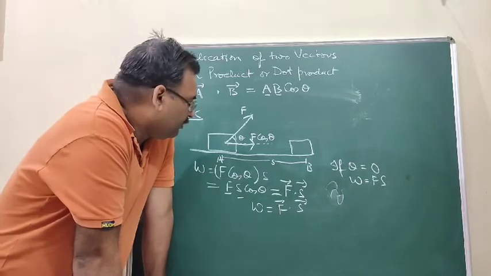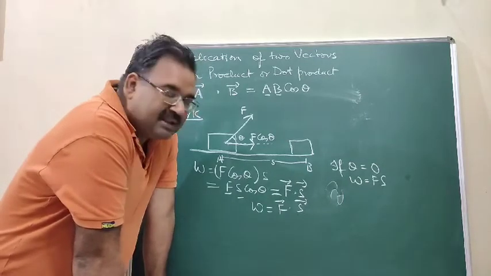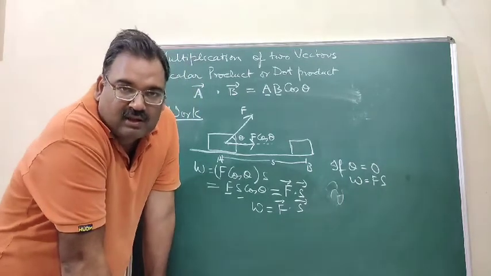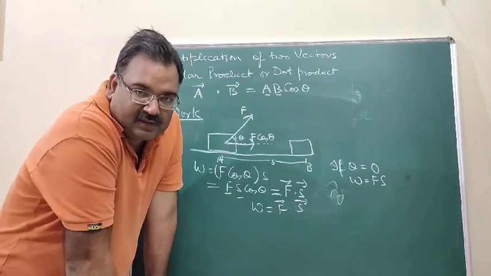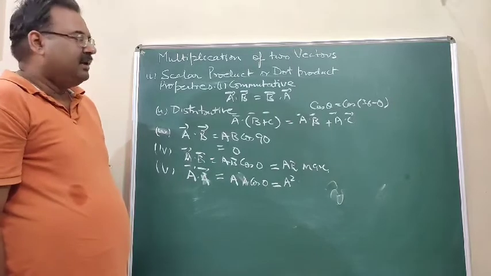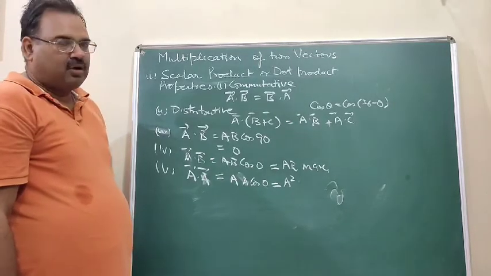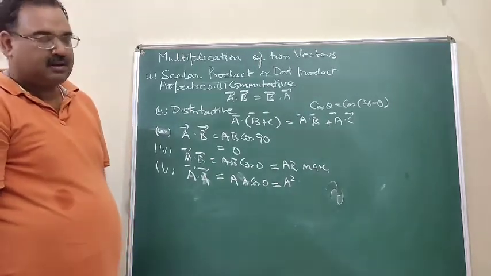What is it? What do you mean by this? If the force is acting in the direction of the displacement, then work done is equal to maximum. Okay, this is equal to Fs. Now we will discuss the properties of scalar product.